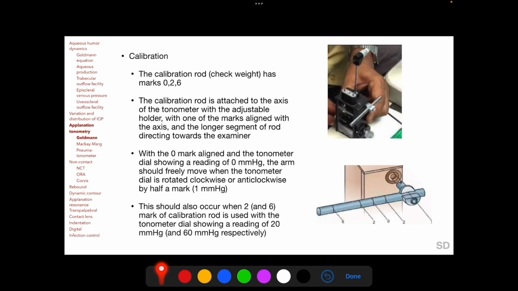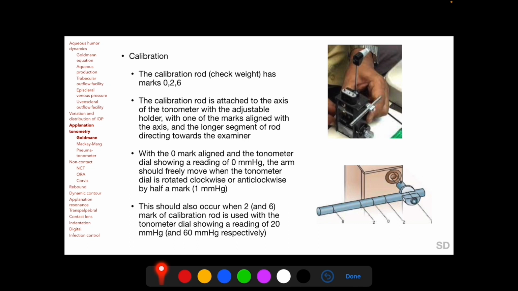To calibrate the Goldmann applanation tonometer, a calibration rod, also called the check weight, is provided with the tonometer, and it has one 0 mark, a couple of 2 marks, and a couple of 6 marks. The calibration rod is attached to the axis of the tonometer with an adjustable holder, with one of the marks aligned with the axis and the longer segment of the rod directed towards the examiner and the shorter segment of the rod directed towards the patient.